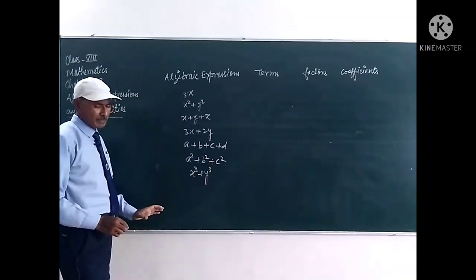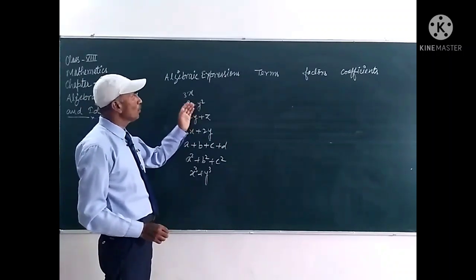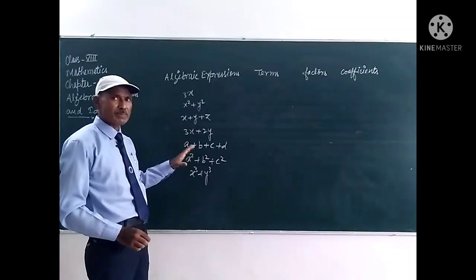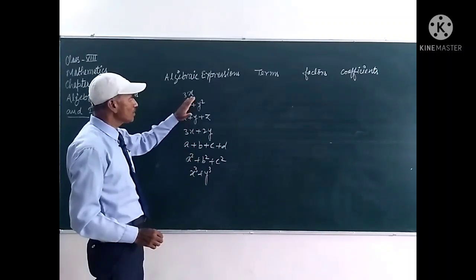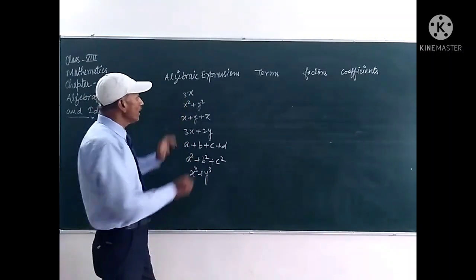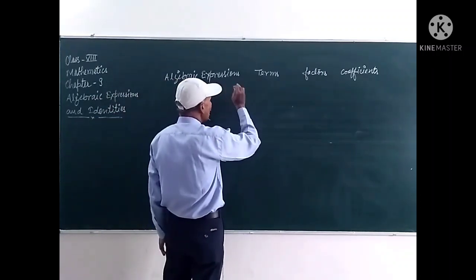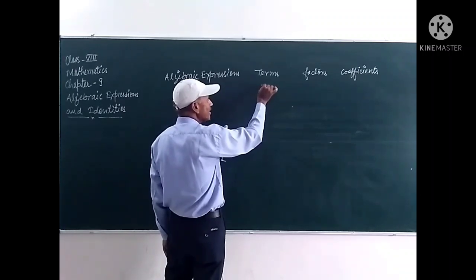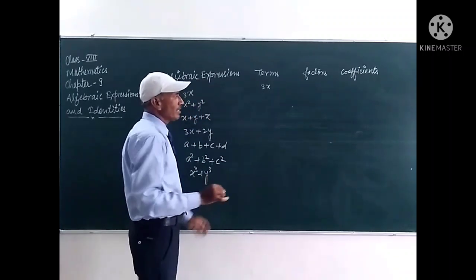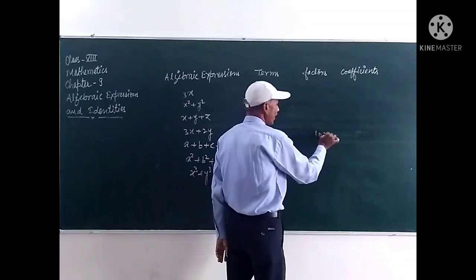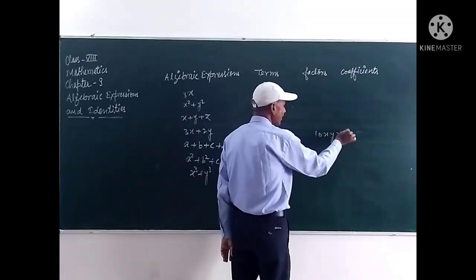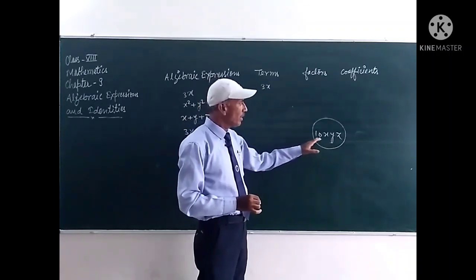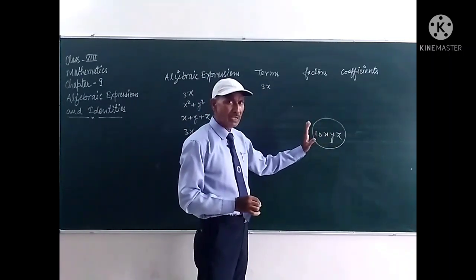These are the algebraic expressions, student. Now we have to write the terms. How many terms are there in these algebraic expressions, student? First, this one, 3x. In this, student, there is only a single term, and that is 3x. Student, this one, 10xyz, is a single term expression. Clear, student? So it is one term only.